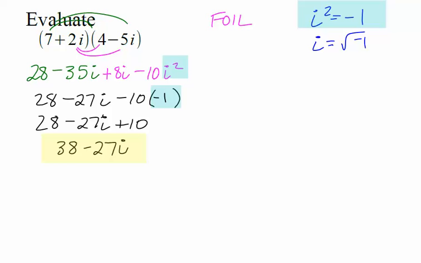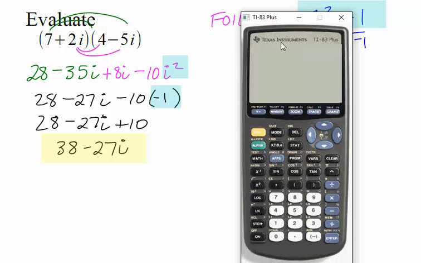Now, can we verify this on our calculator? And actually we can. TI-83, TI-84, TI-Nspire, whatever. Parentheses, 7 plus 2, now here's the i button. You hit second and then the decimal point. For those of you with the Nspire, it's in the same menu that you would find your pi button. Times parentheses 4 minus 5 times i. Close your parentheses, hit enter, and notice we're able to verify our answer.